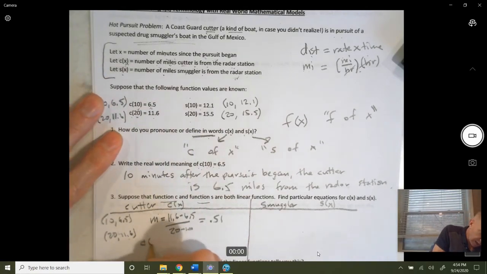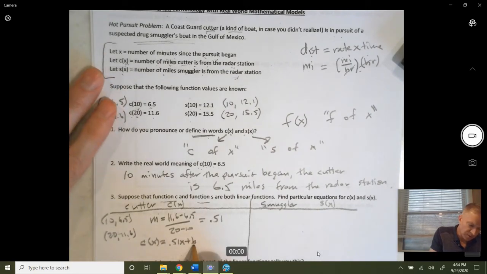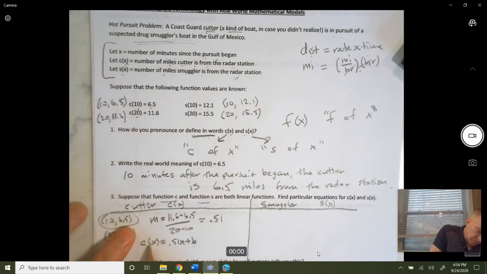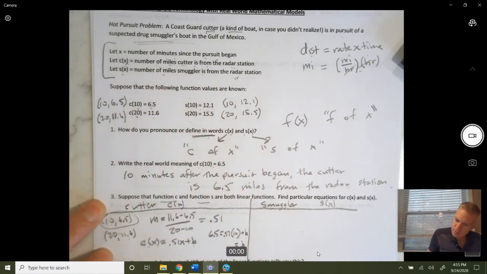Okay, so your c of x equals your slope 0.51x plus b. Okay, I'm going to have to write a little smaller. We have to solve for b. We can use either ordered pair to solve for b. I'm going to use this one. So my c of x, that's the y value. So 6.5 equals your slope 0.51 times x times 10 plus your b value. And solving that equation, you get b equals 1.4. So now our equation c of x equals 0.51x plus 1.4.